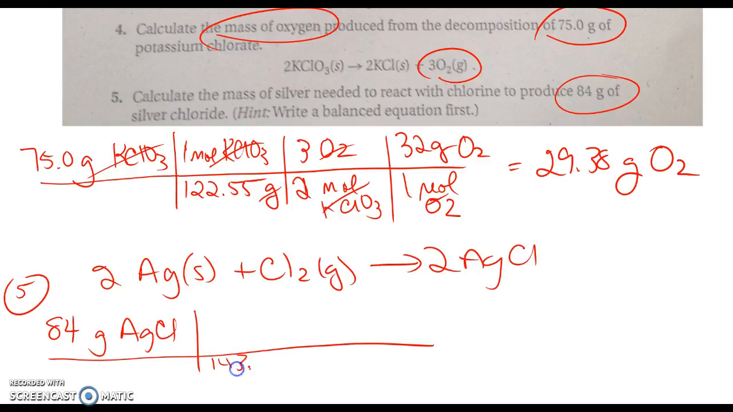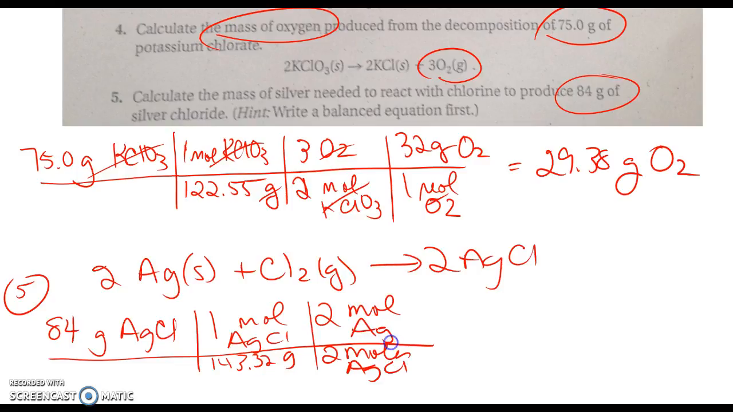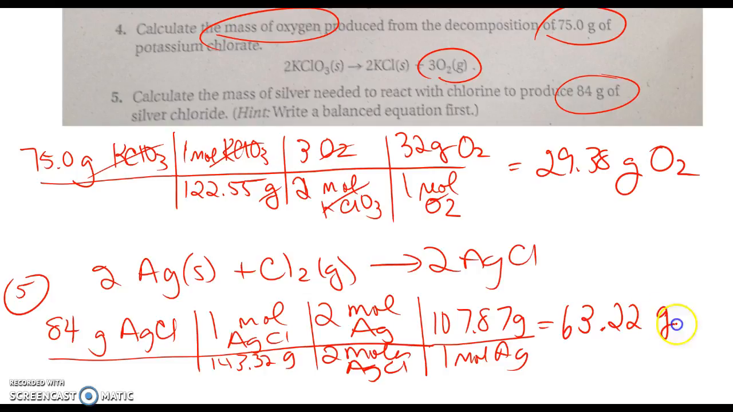All right, I need to go mass to mass, so I've got to go through moles. So 143.32 grams of silver chloride is 1 mole of silver chloride. Then for every 2 moles of silver chloride, I get 2 moles. I need 2 moles of silver, right? And they want to know the mass of the silver I need. So for 1 mole of silver, the molar mass is 107.87 grams. So if I do that calculation, it shows that I need 63.22 grams of silver to produce 84 grams of silver chloride. Okay?